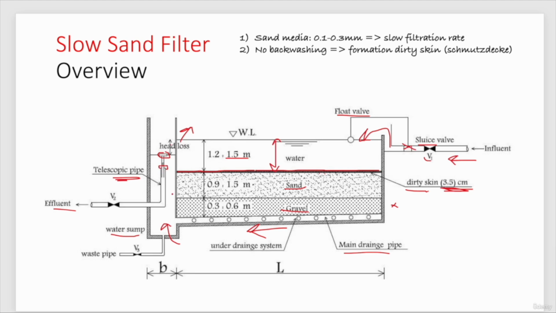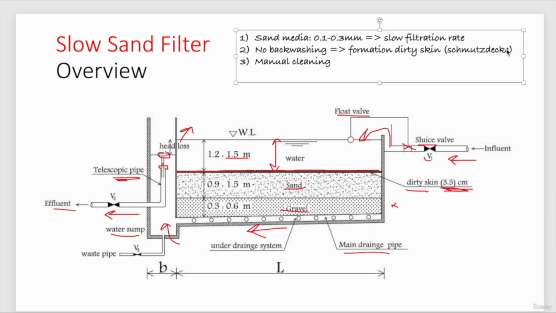So this is where we will know that we need to clean our slow sand filter. Whenever the water stops flowing in this pipe, the effluent pipe, we know that it needs to be cleaned. And how do we clean it? We need a manual cleaning. No backwashing, no blowers, no air diffusing, no pumps, nothing, no mechanical equipment, no energy consumption at all. And this consists of scraping the dirty layer.